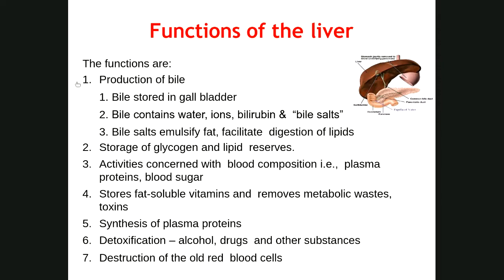Second important function is a storage site for glycogen. Now, glycogen and lipid. Glycogen is the storage form of carbohydrates. We all know that our body utilizes the glucose, especially the brain and the red blood cells, as a source of energy. And therefore, we need to have a storage form of that glucose. And the storage is as glycogen.